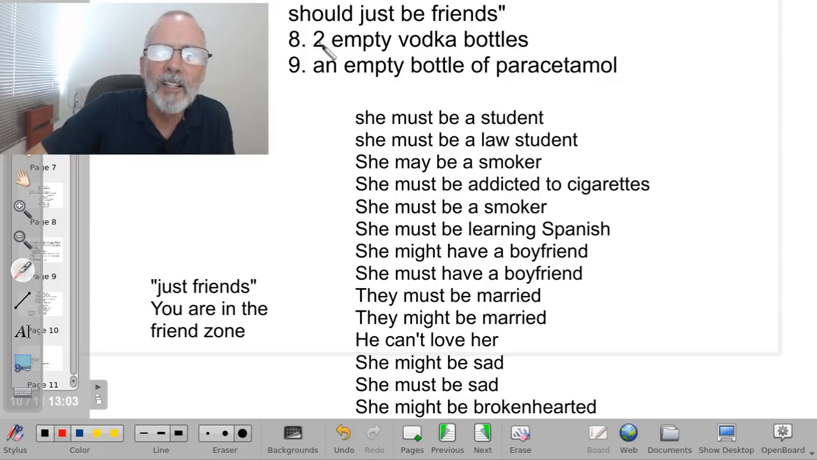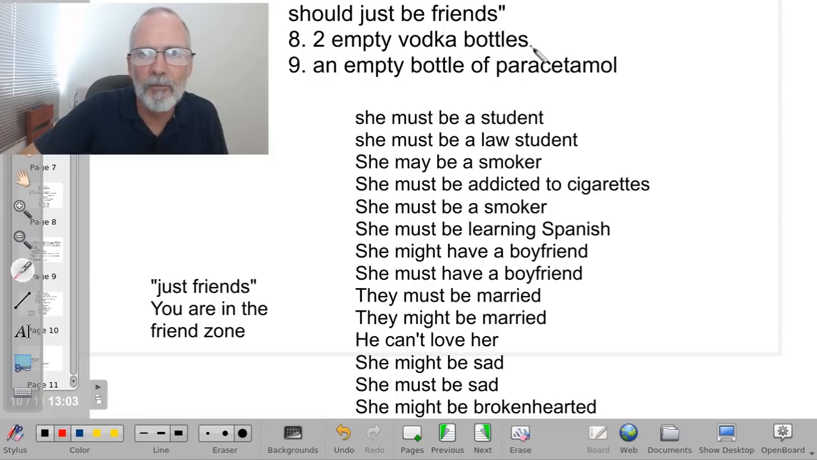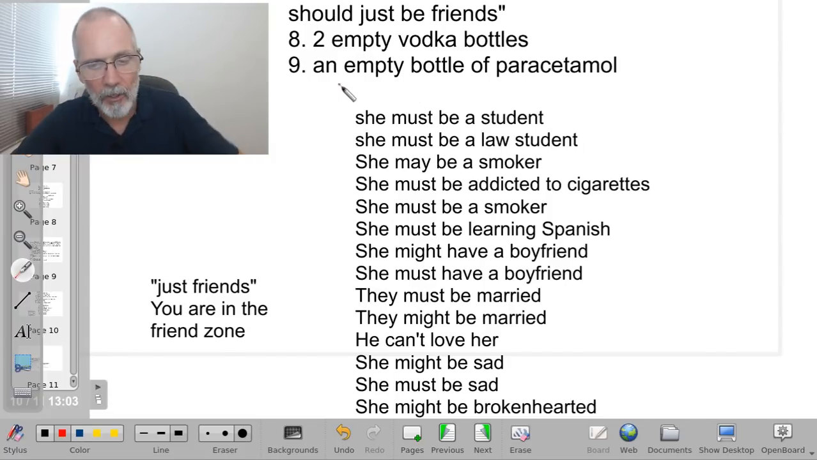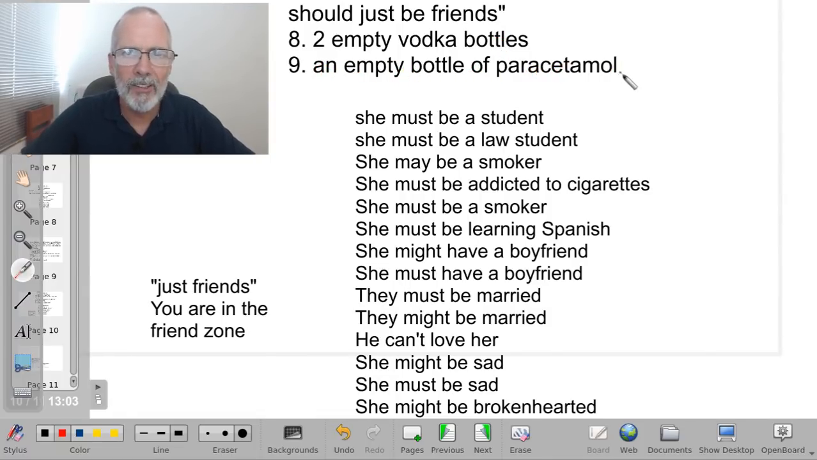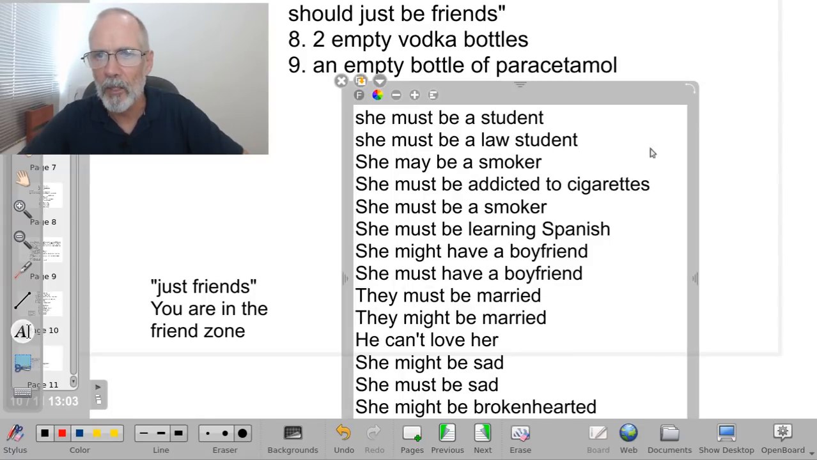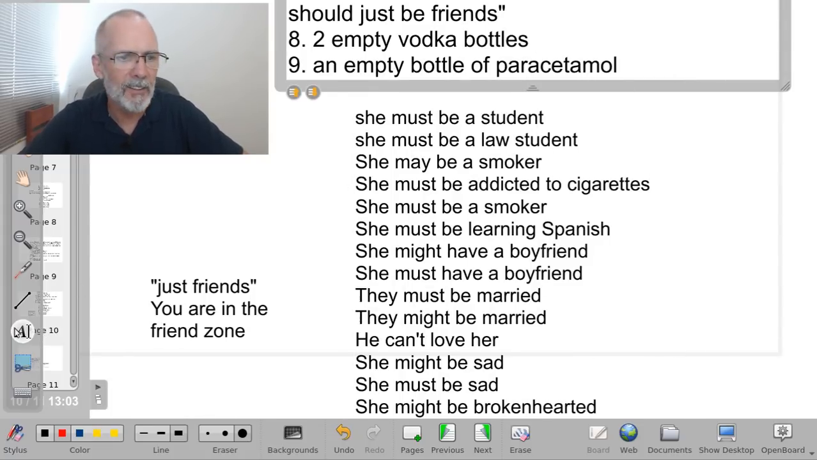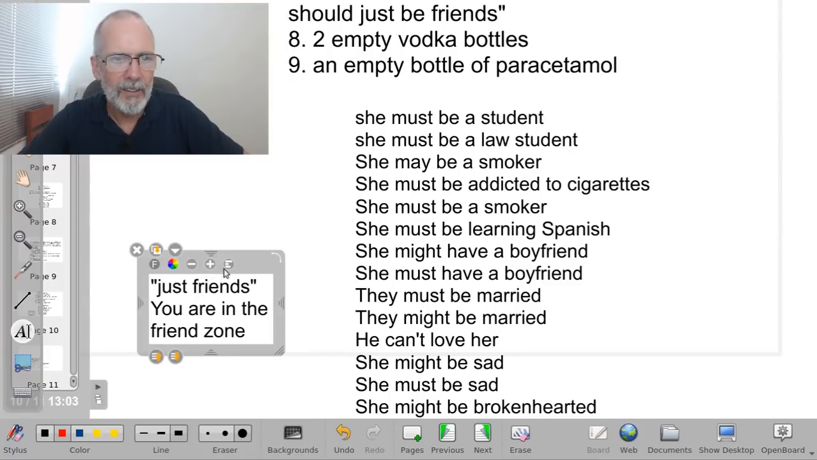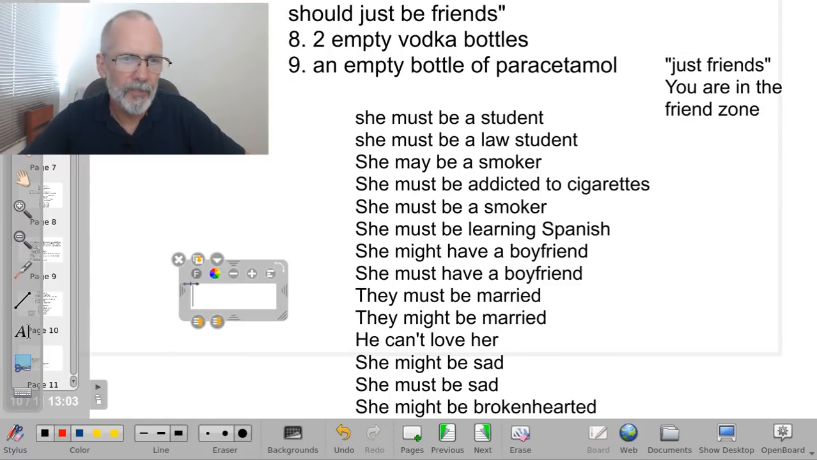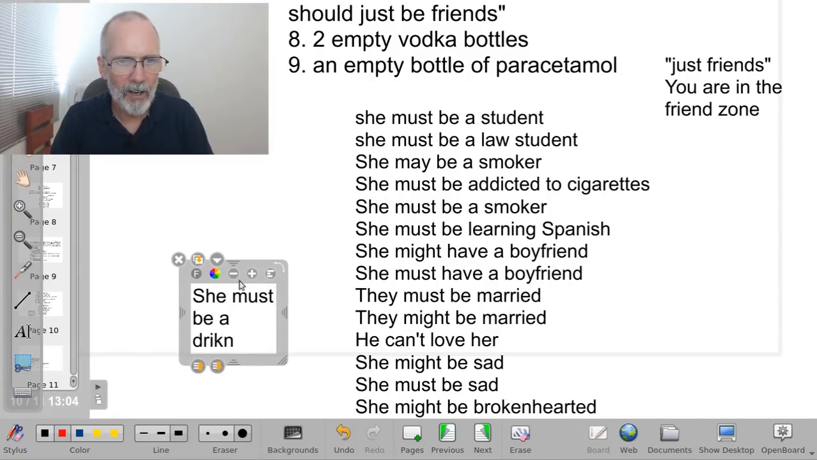Next one, two empty vodka bottles. I think we'll do it. I should have finished, actually. Two empty vodka bottles and an empty bottle of paracetamol. She must be a drinker. Yeah, very good. You can put this up here, I think. Oh, running out of space. Let's move that over there and put it down here. She must be a drinker.